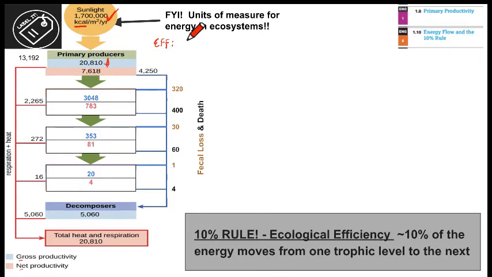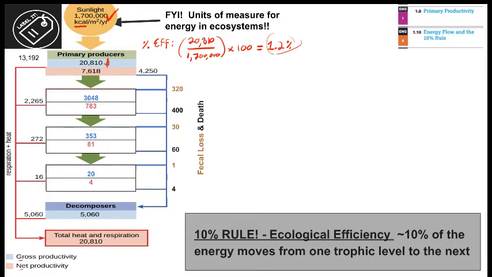So we take the gross productivity, which is the 20,810, and we can divide that by the total amount of sun's energy, so 1,700,000 kilocalories. Okay, so you can divide that out, multiply by 100, and that's our percent efficiency of photosynthesis. In doing that, we should end up with approximately, rounded out, 1.2% when we do that math. Okay, so about 1 to 2% of the sun's energy is used in photosynthesis. That's what we see here, and that's our math to kind of back that up.